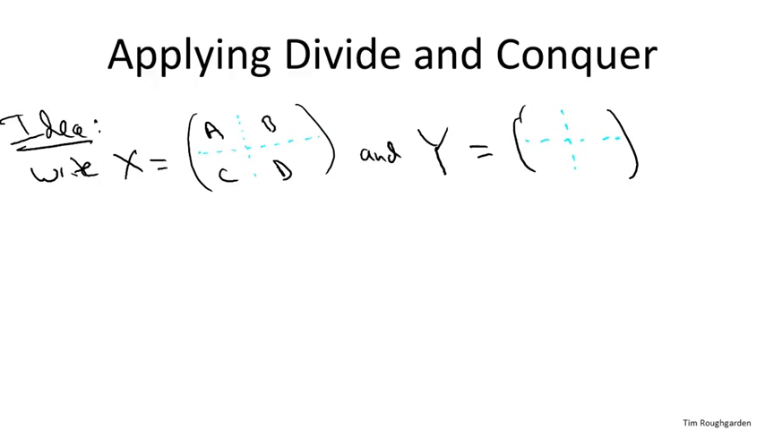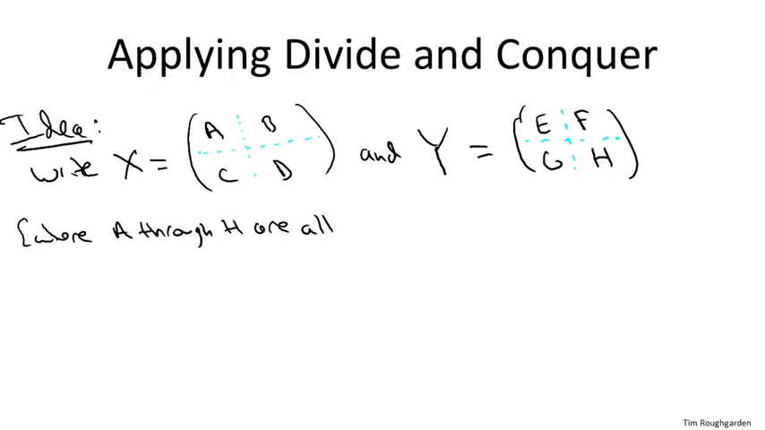So we'll divide Y into quadrants, n over 2 by n over 2 matrices, which we'll call E, F, G, and H. One thing that's cool about matrices is that when you split them into blocks and you multiply them, the blocks just behave as if they were atomic elements.